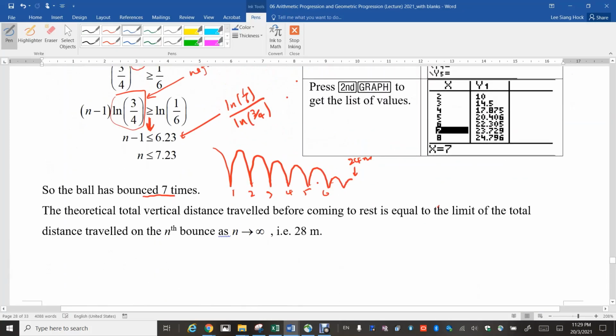So the theoretical total vertical distance traveled before coming to rest is equal to the limit of the total distance, or you can look at it as the sum to infinity, which is 28 meters. You can try using the formula a over 1 minus r, you get 28 also, right? That is the theoretical limit.